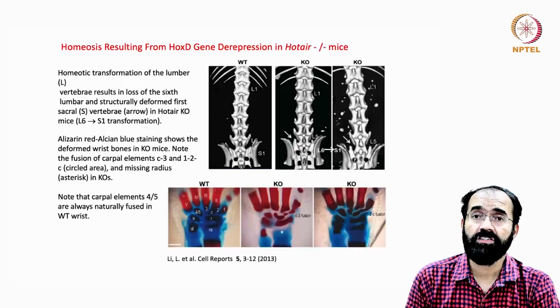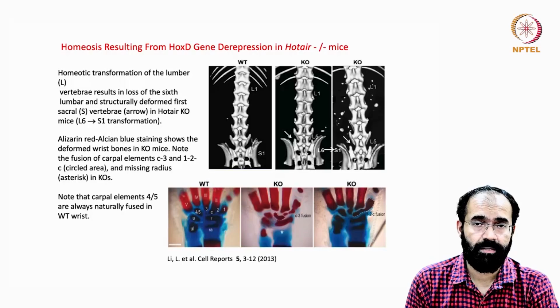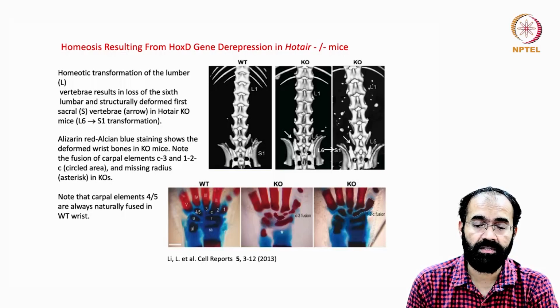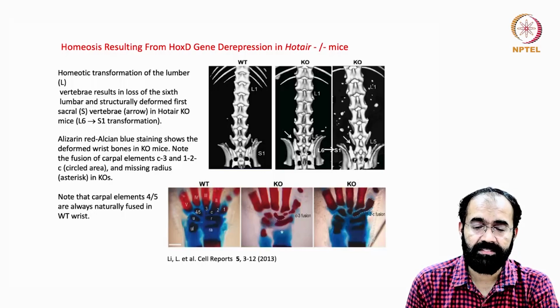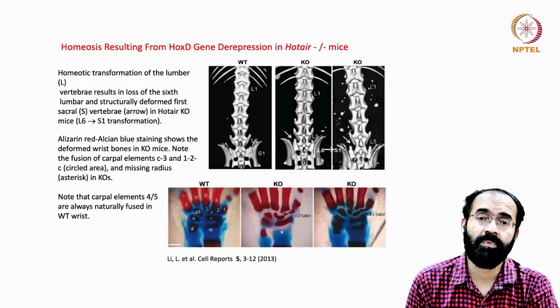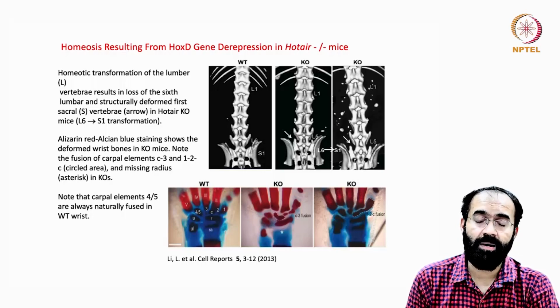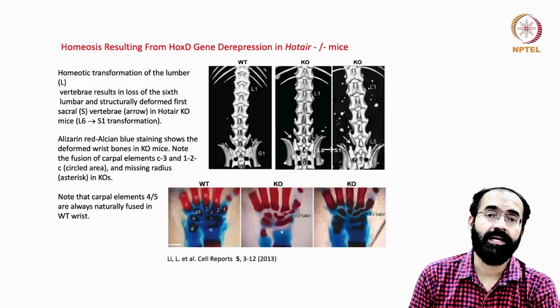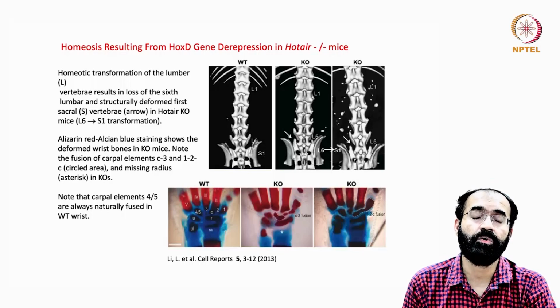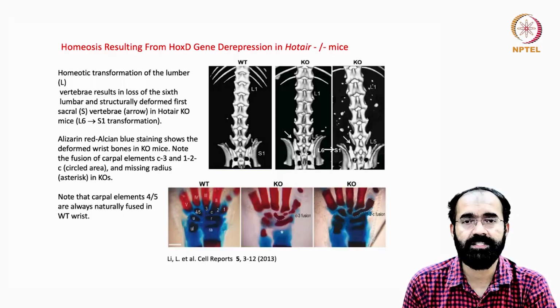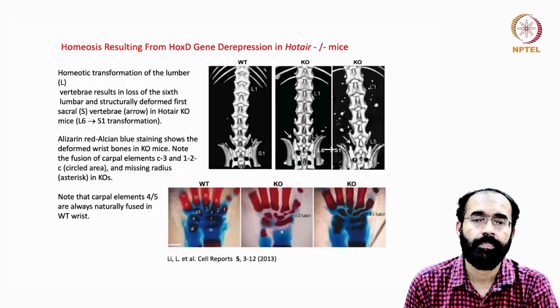So if the HOXD gene is de-repressed because of the absence of HOTAIR, you can prove that this lumbar vertebrae is changed. This is wild type, this is knockout, and this is another knockout. So what you can see is that L5, lumbar vertebrae 5 and 6, the 6 is seen in the place of 5. Lumbar vertebrae 5 should be a different vertebrae. Now lumbar vertebrae 5 and lumbar vertebrae 6 both are looking like lumbar vertebrae 6. So this is an indication of the homeosis.